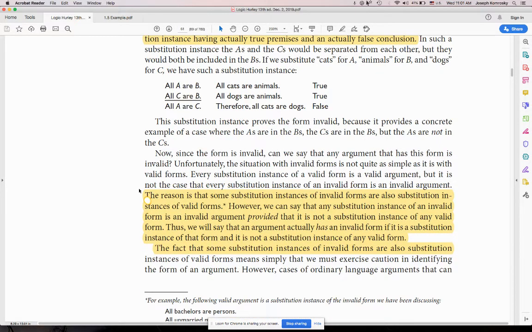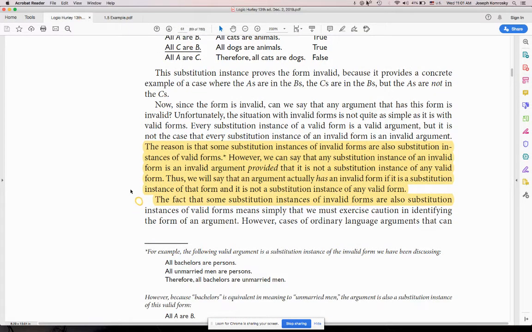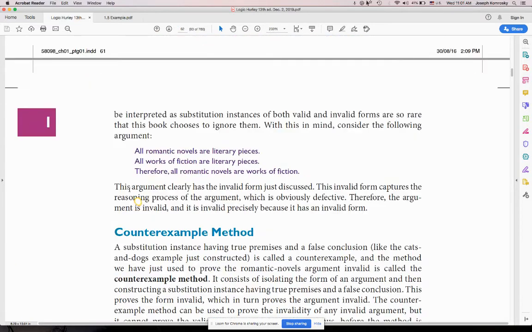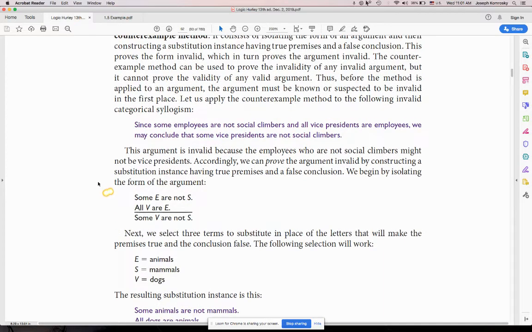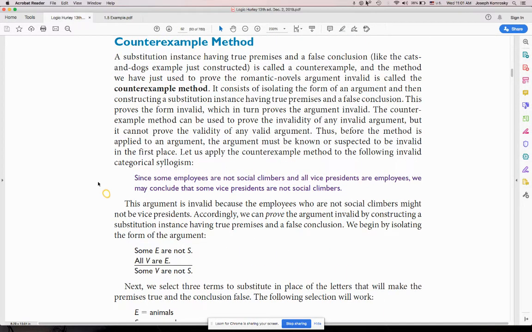So this will come together. You can read this part right down here that I highlighted. That just gives you a little bit more detail. But now let me make it obvious. Oh yeah. So what he does is he says, and you'll see some homework examples, he'll say, look, I'll give you an example here. Since some employees are not social climbers and all vice presidents are employees, we may conclude that some vice presidents are not social climbers.